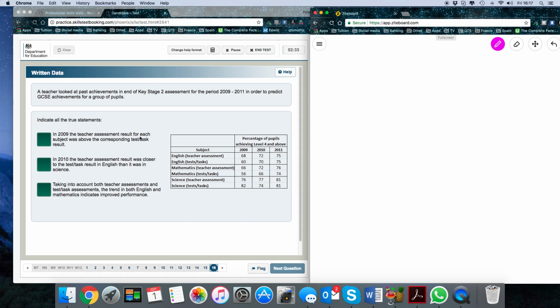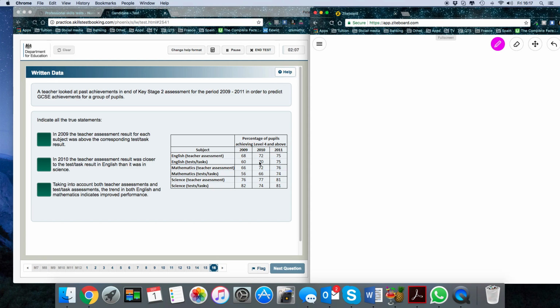2009, the teacher assessment result for each subject was above the corresponding test/task result. So you've really just got to look at each line. In 2009, teacher assessment in the first one, yes, it's above. Second one, yes, it's above. Third one, no, it isn't. So that one's false.